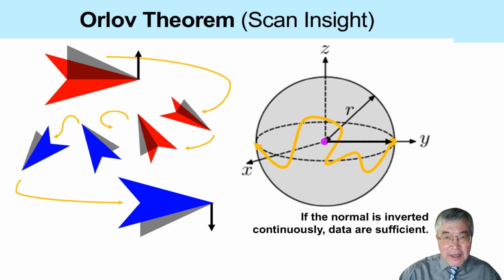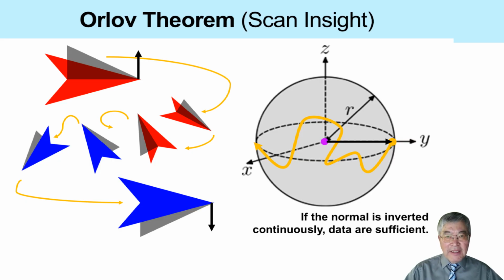In other words, the projection plane may rotate, tilt, or wobble in a complicated way. But if its normal direction is continuously inverted, then every point in Fourier space will be crossed by at least one of these planes. This is the key insight behind the Orlov theorem.